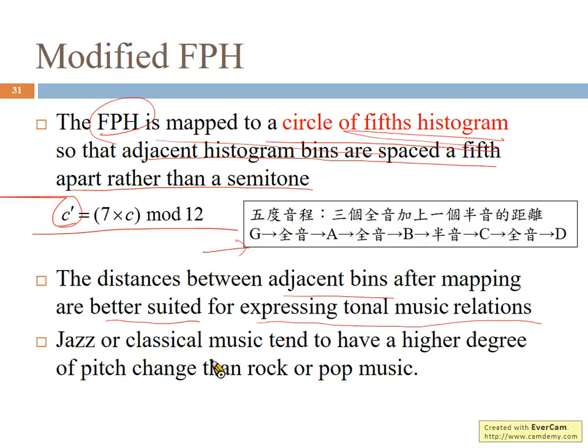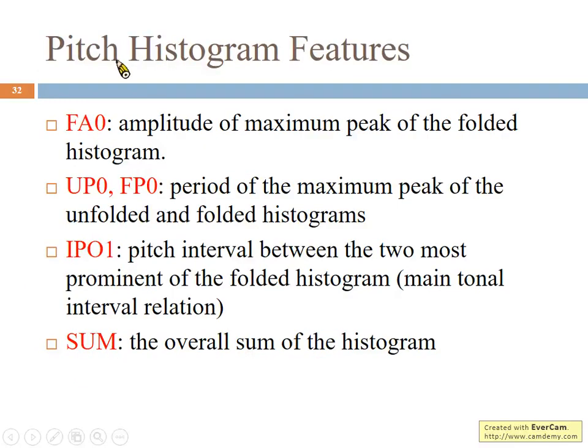And jazz or classical music tend to have a higher degree of pitch change than rock or pop music. So based on the pitch histogram, the folded pitch histogram or unfolded pitch histogram, we may be able to discriminate jazz and classical from rock and pop.